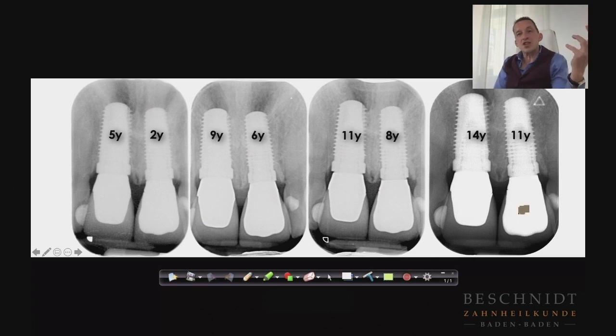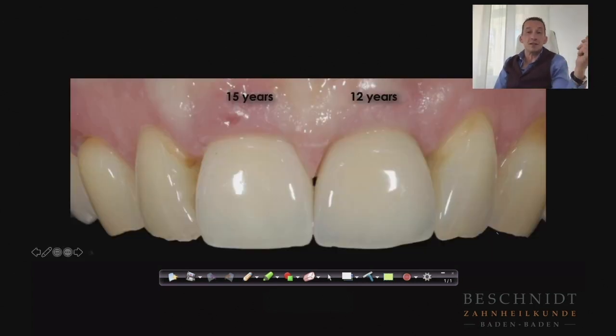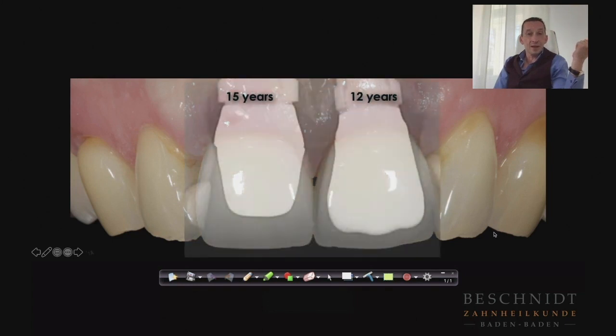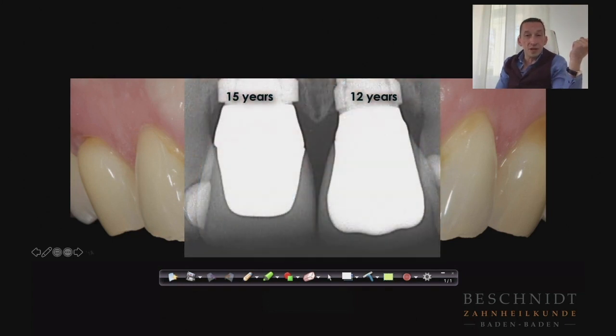So the platform switching, yes, makes sense. And this is the situation after 15 years now. We still have the bony peak. And if you see, this is a 6 millimeter implant and a 5 millimeter implant. We only have 2 millimeters in between.